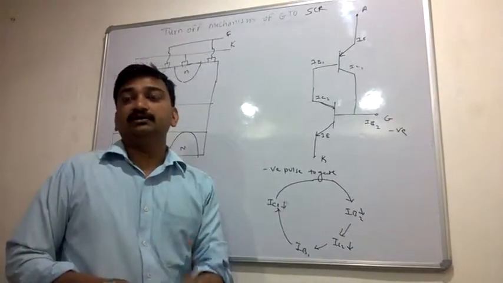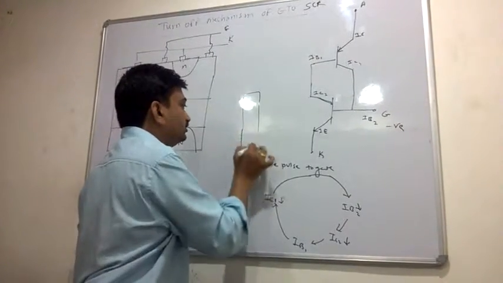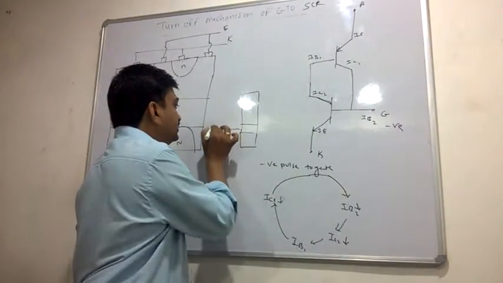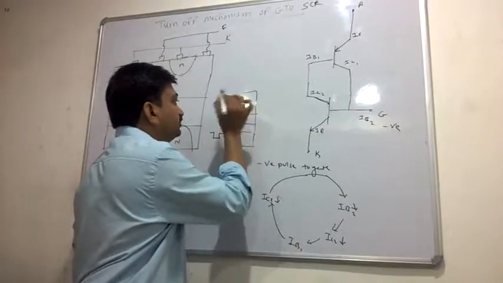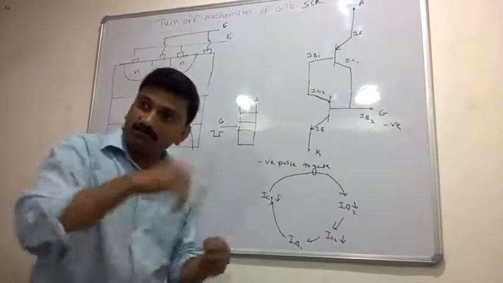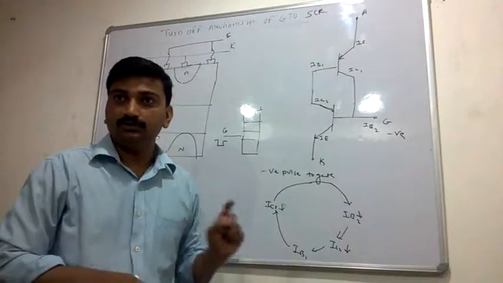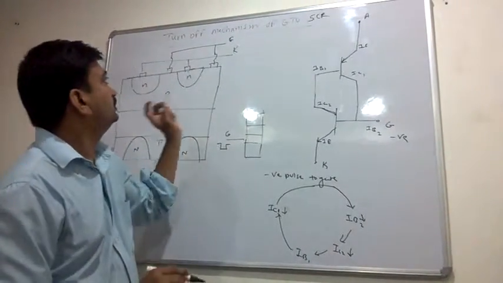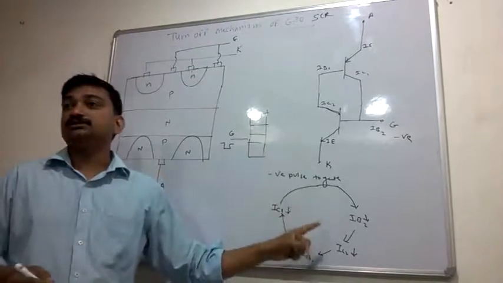Remember that you cannot stop a normal SCR by providing a negative gate pulse. It is not possible to turn it off. But by providing a negative pulse to the gate turn-off SCR, you can turn off the GTO SCR. So this is the process of how the gate turn-off SCR is turned off by providing a negative pulse to the gate.